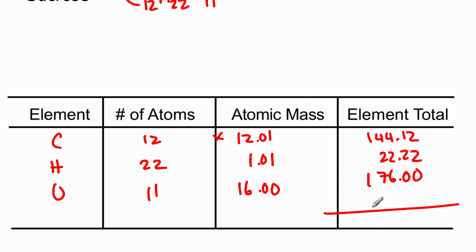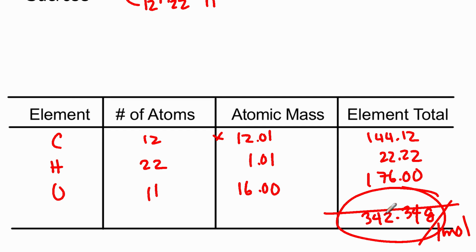So that plus that plus that equals 342.34. That's how many grams there would be in 1 mole of sucrose. So this number here is your molar mass of sucrose. Hopefully that helps you. Make sure that you are good at converting between grams and moles.